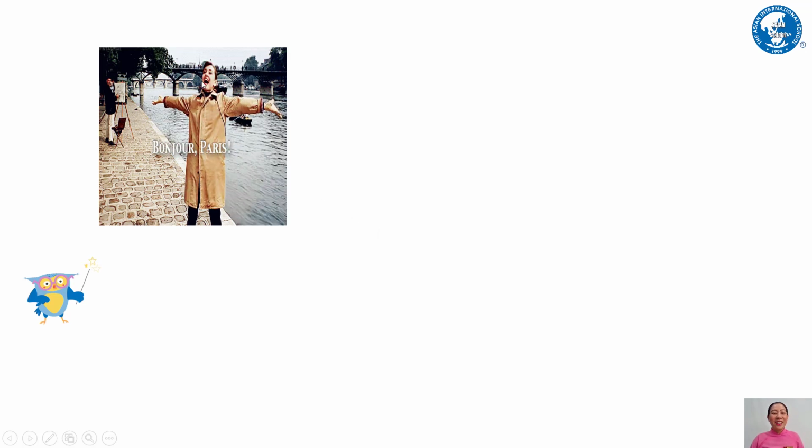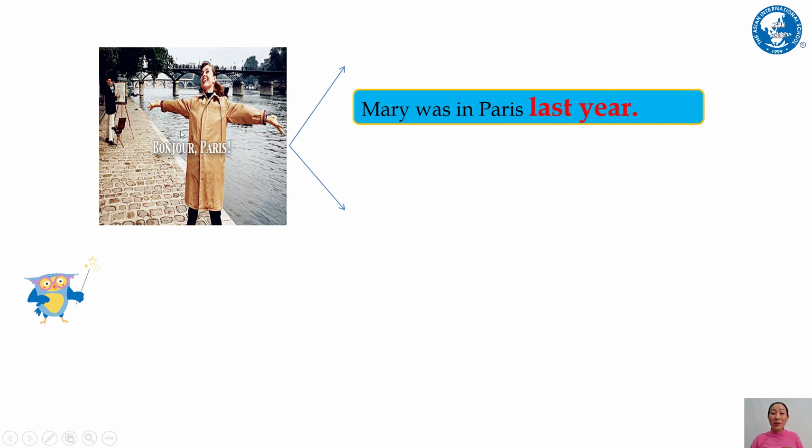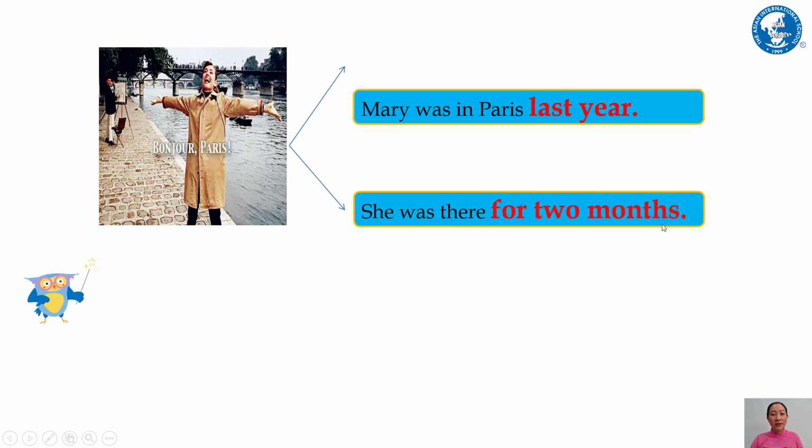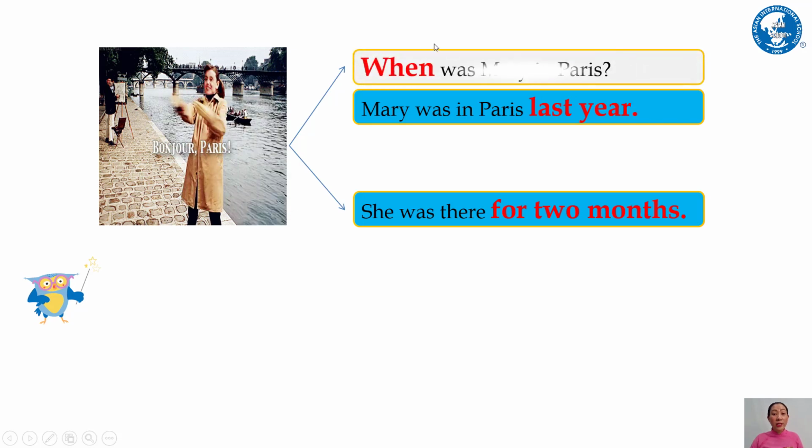So everyone, look at the picture. She's so happy. And look at the 2 sentences about her. Her name is Mary. Mary was in Paris last year, and she was there for 2 months. Look at the first one and the second one. Look at the time phrase, last year. Is it a point of time or a period of time? A point of time.